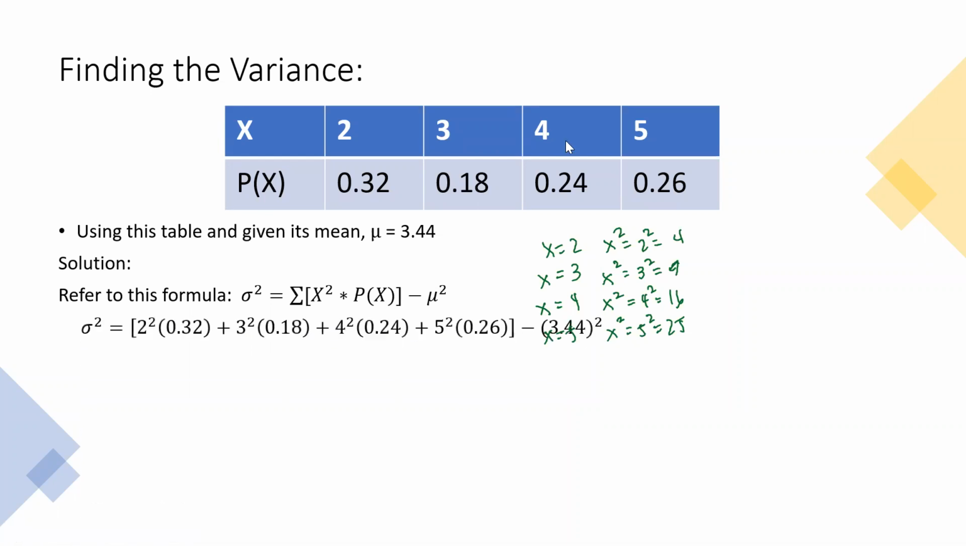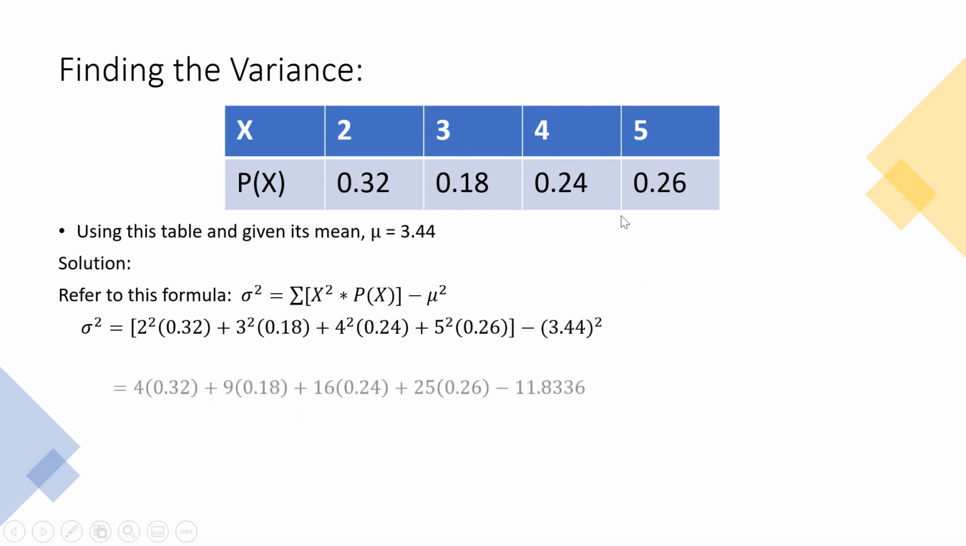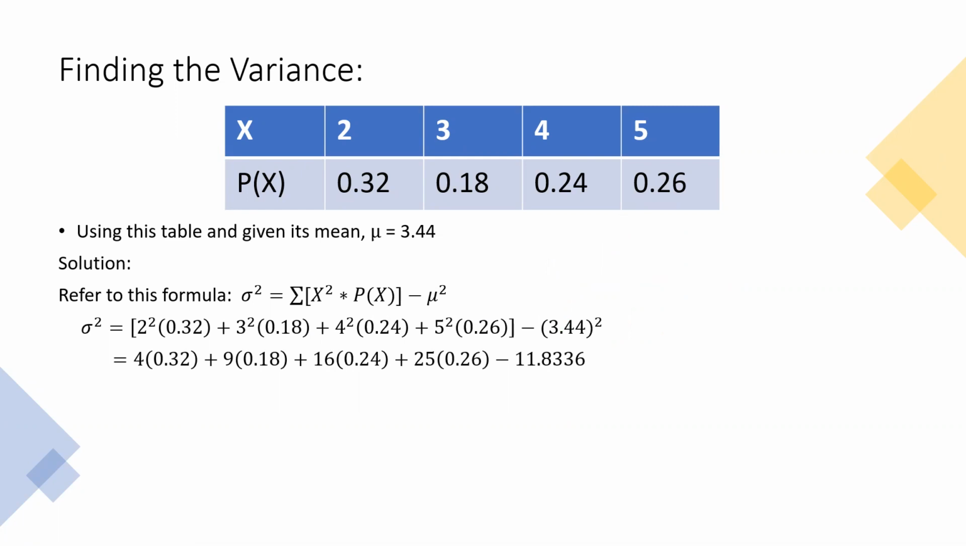Okay, so let me clean my drawing now. As we see, we have found the squares of each x, and we have substituted from what is given to this formula. Now we're going to simplify the exponent. So 2 squared is equal to 4, then 3 squared is equal to 9, then 4 squared is equal to 16, then 5 squared is equal to 25, then 3.44 squared is 11.8336. So that is the square of the given mean.